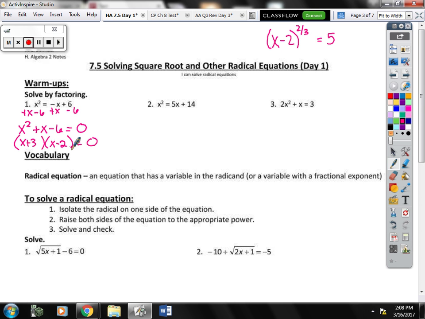Very good. And then remember, the directions tell us to solve by factoring. It did not just say factor. So from here, we use our zero product property and we set each factor equal to 0. And we solve to get x equals -3 as one answer. And the other one, we add 2 to both sides to get 2.